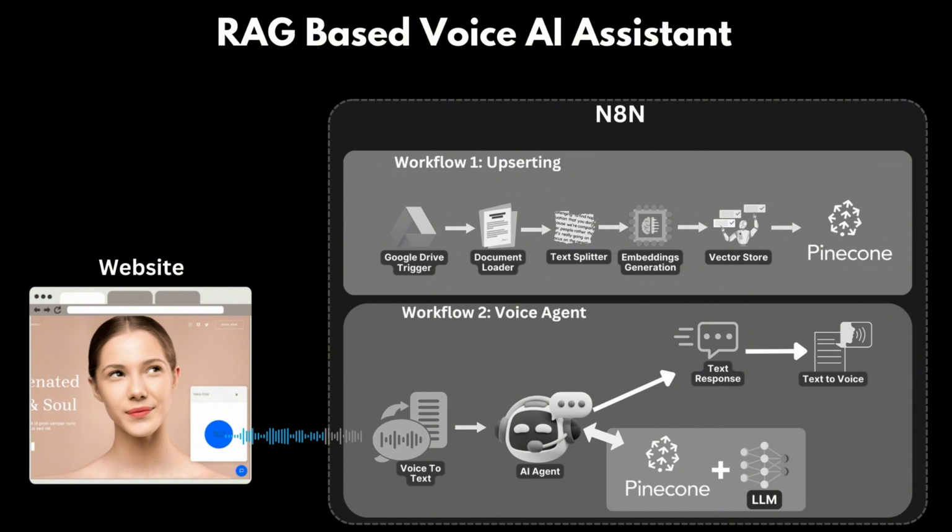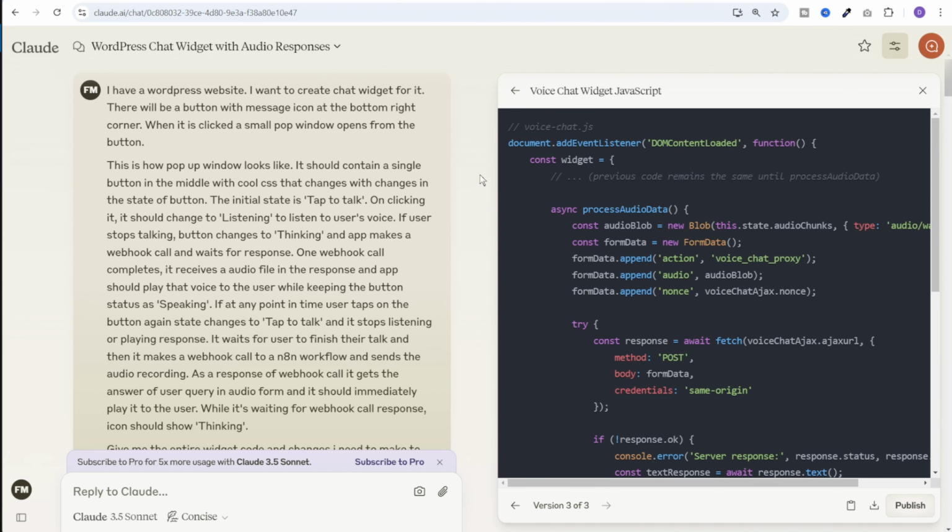Now that our backend workflows are ready, let's create a simple WordPress plugin to bring our AI assistant to your website. I simply went to Claude.ai and asked it to build this simple widget for me for my WordPress website.